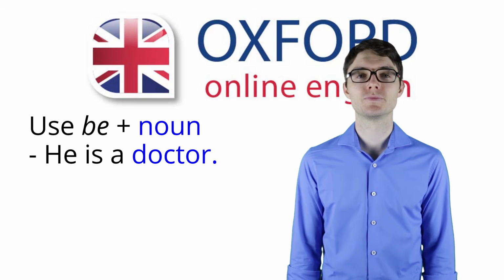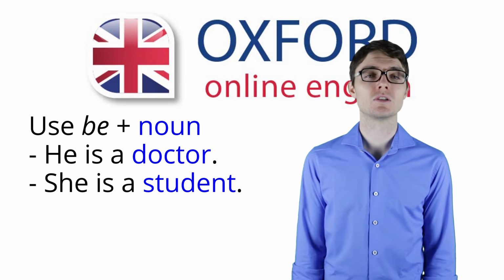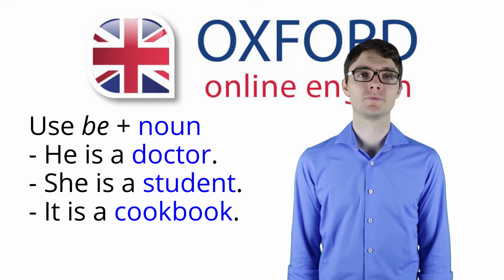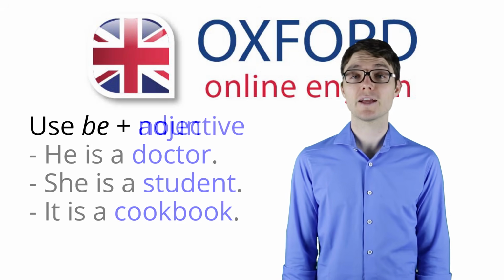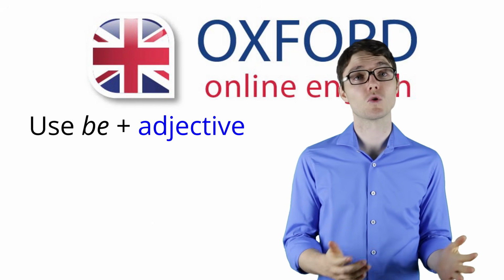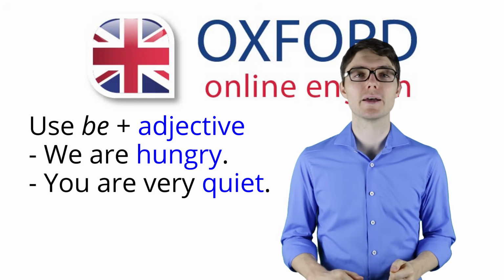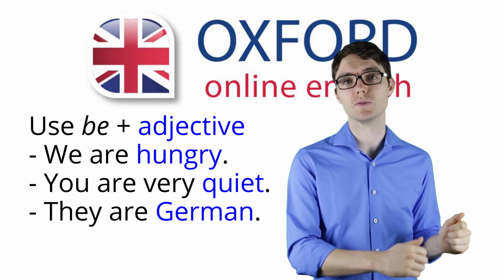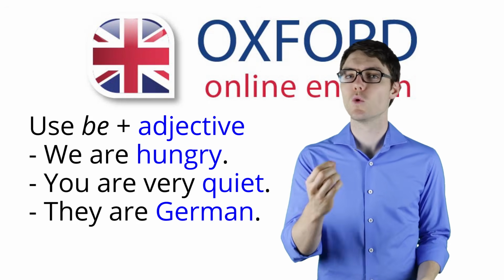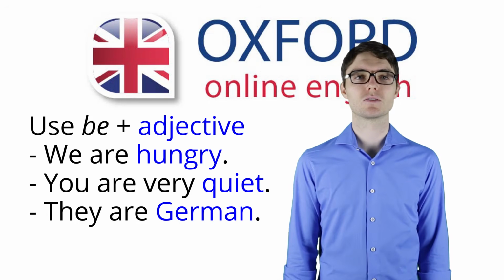We can use be with a noun to say what something is. He is a doctor. She is a student. It is a cookbook. You can use be with an adjective like hungry or quiet. We are hungry. You are very quiet. They are German.